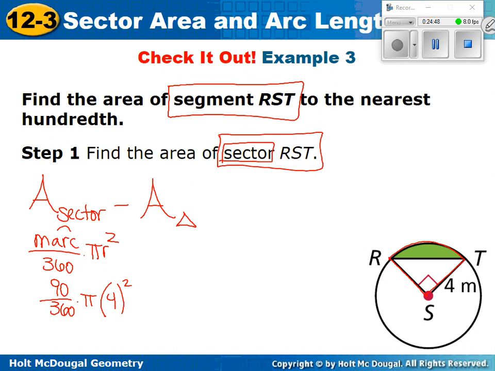What's 90 over 360? 0.25, which is a fourth. What's 4 squared? 16. What is a fourth of 16? 4. So you should end up with 4 pi here. Everybody okay with that part?